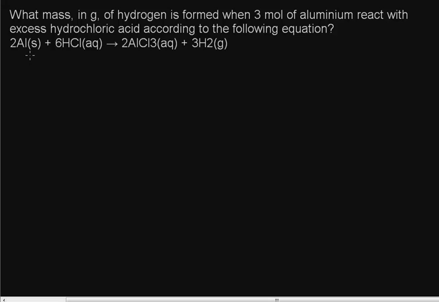Hello again. This is a short video to explain how to determine the theoretical yield in a chemical reaction. So what mass in grams of hydrogen is formed when 3 moles of aluminum reacts with excess hydrochloric acid?